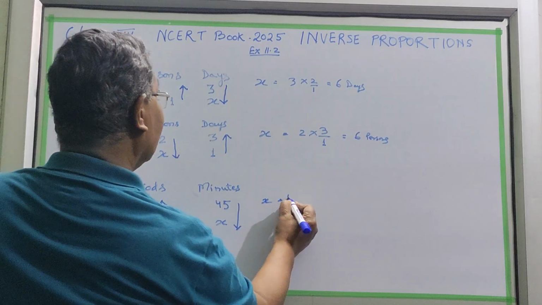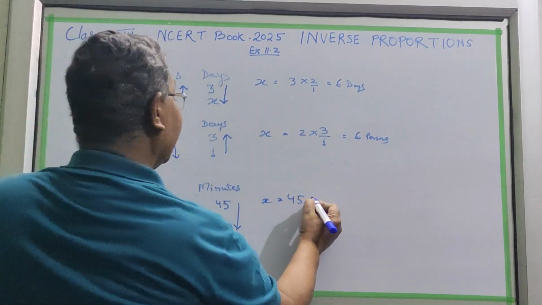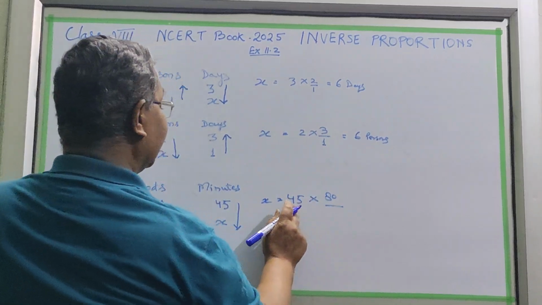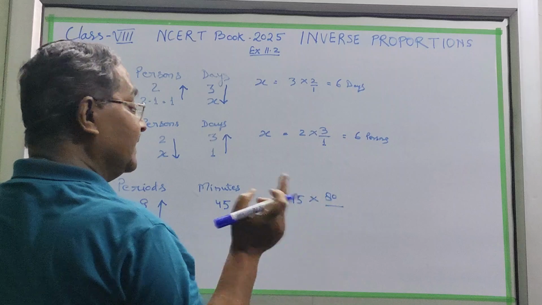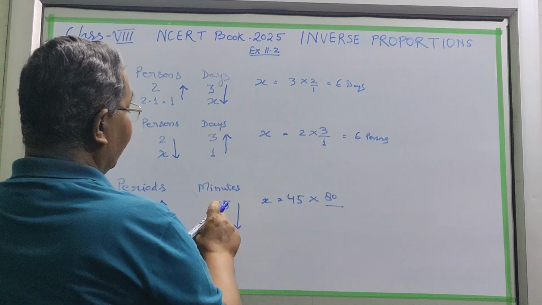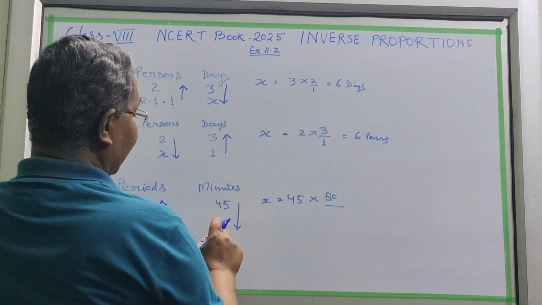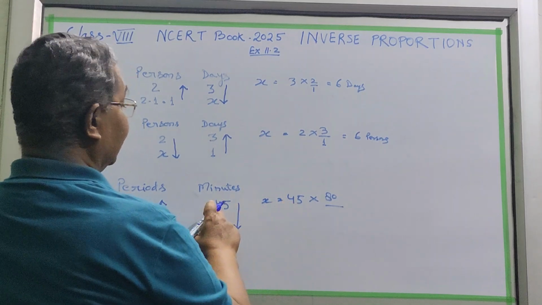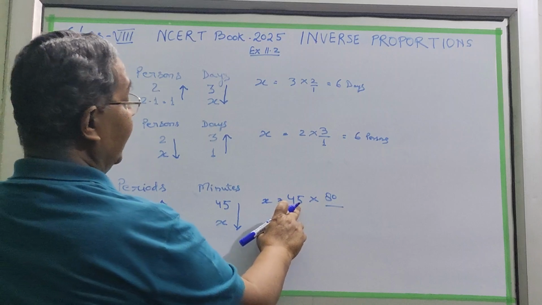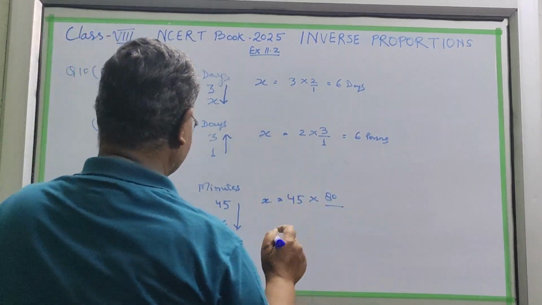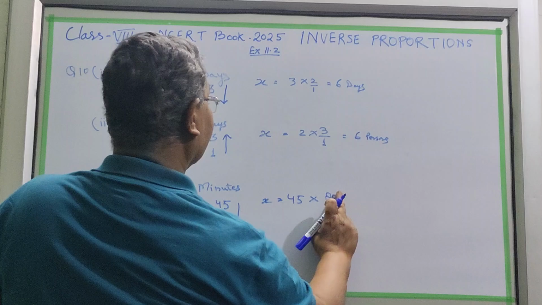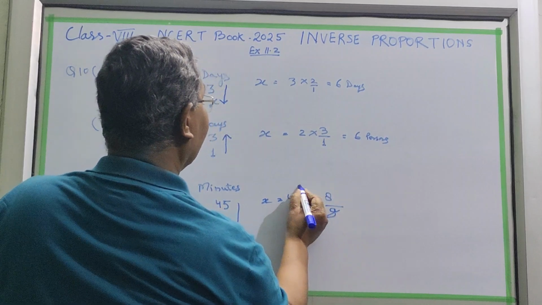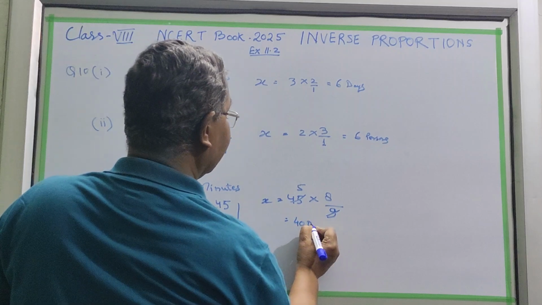So x is equal to 45 into, the arrow is towards 8, so 8 should come to the upper side. And why is 45 on the upper side? You can see my previous videos, where we have explained why x equals the other figure will always be on the upper side. So 45 into 8 upon 9. 5 8s are 40, so each period will be of 40 minutes.